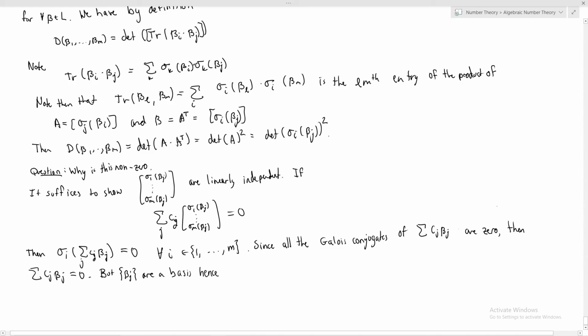So I guess there's some field theory going on, and if you're questionable of this claim, I would look in Milne's notes. These beta sub j's are a basis, and hence c sub j equals 0 for every j. And thus the columns are linearly independent. Thus the determinant of this matrix A is not equal to 0.